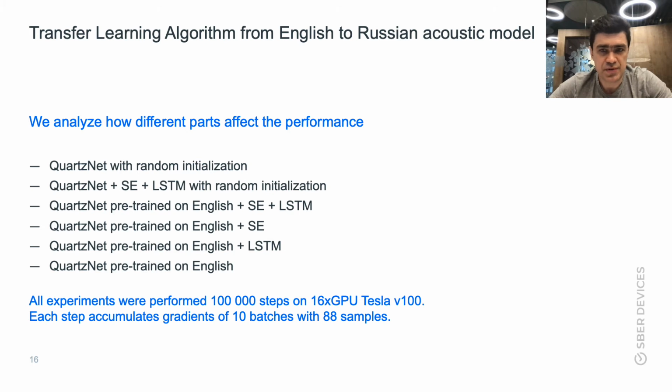Let us go deeper and analyze how different parts of ContextNet-like architecture affect the performance. We take several models like QuartzNet with random initialization, QuartzNet with SE and LSTM with random initialization, and so on. Like QuartzNet pre-trained on English plus different parts. All experiments were performed 100,000 steps on 16 GPU again, and each step accumulates 10 batches with 88 samples.